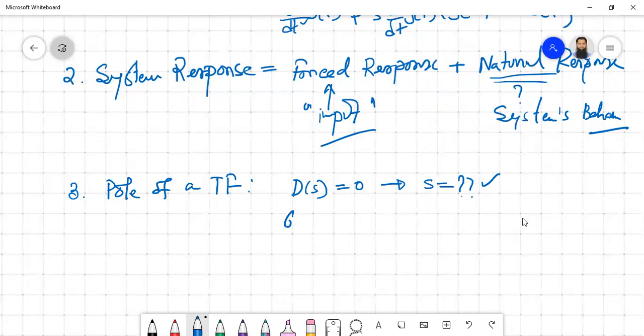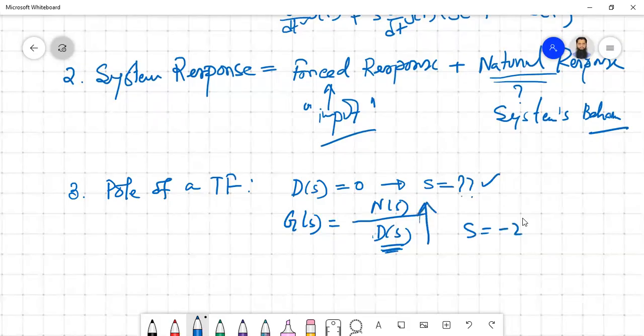It makes sense, isn't it? If the roots of d of s are set, say s equal to -2 is one of the roots, then if you set s equal to -2, your system behavior will be 1 by 0 equal to infinity. So the value of s that makes d of s go to zero and the transfer function go to infinity is what is called the pole of a transfer function.